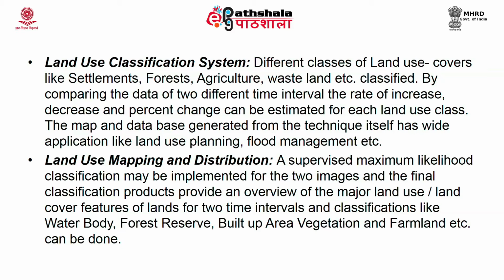Land use mapping and distribution is also done by supervised maximum likelihood classification scheme for two or more images, and the final classification products thus provide an overview of the major land use land cover features of land for two time intervals for various classes such as water bodies, forest reserve, built up area, vegetation or farmland.